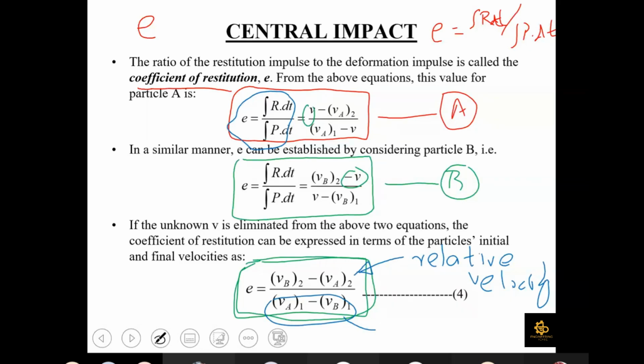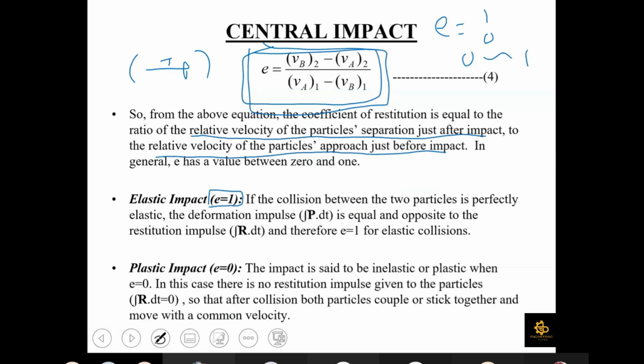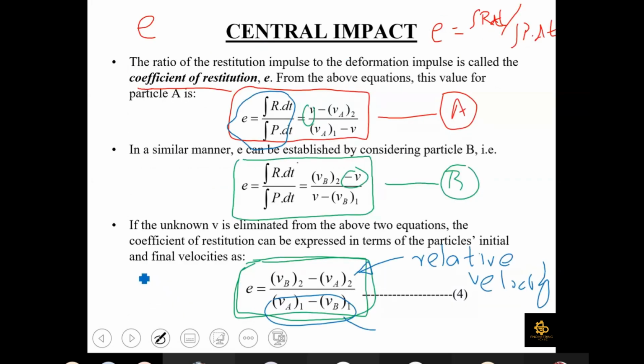Yes, sir. Okay, the second type of collision is plastic collision, in which the value of E is equal to 0. What does the value of E equal to 0 represents from this formula E equal to integral R dt over P dt? कब ये 0 हो सकता है? अगर न्यूमरेटर 0 या डिनोमिनेटर 0? Numerator 0. क्योंकि अगर डिनोमिनेटर 0 हो गया फिर क्या होगा? फिर तो E की वैल्यू किसके बराबर आ जाएगी?